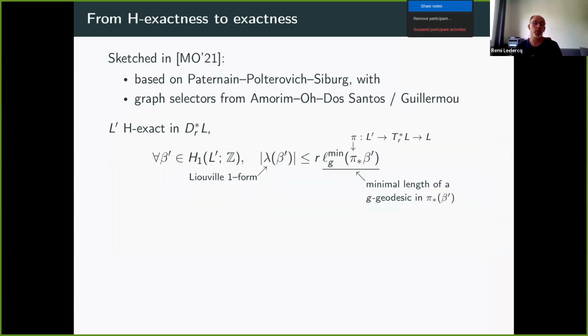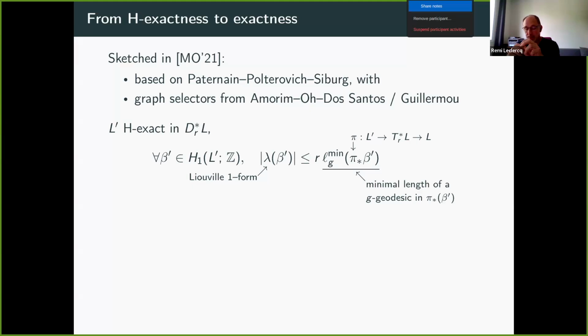This proof was given to us, actually. It was sketched in a paper by Cédric Membrez and Emmanuel Opshtein from 2021. So it's based on ideas of Paternain, Polterovich, and Siburg. If you go through the proof, they give you an inequality like the one written in the middle of the slide right now, which I'm going to explain in 1 minute, right? But the thing is, if you go through their proof, you realize that you can relax the assumptions a bit.